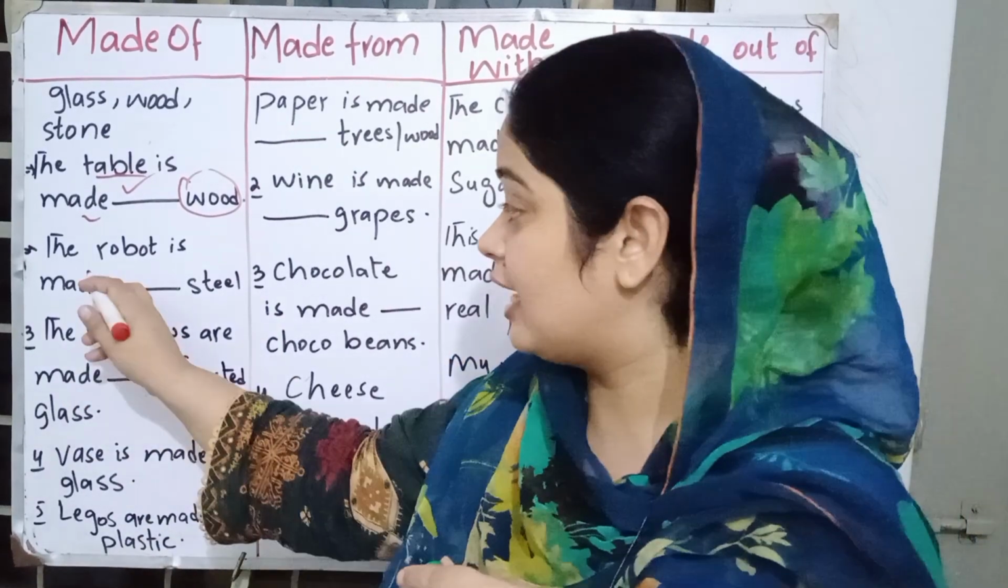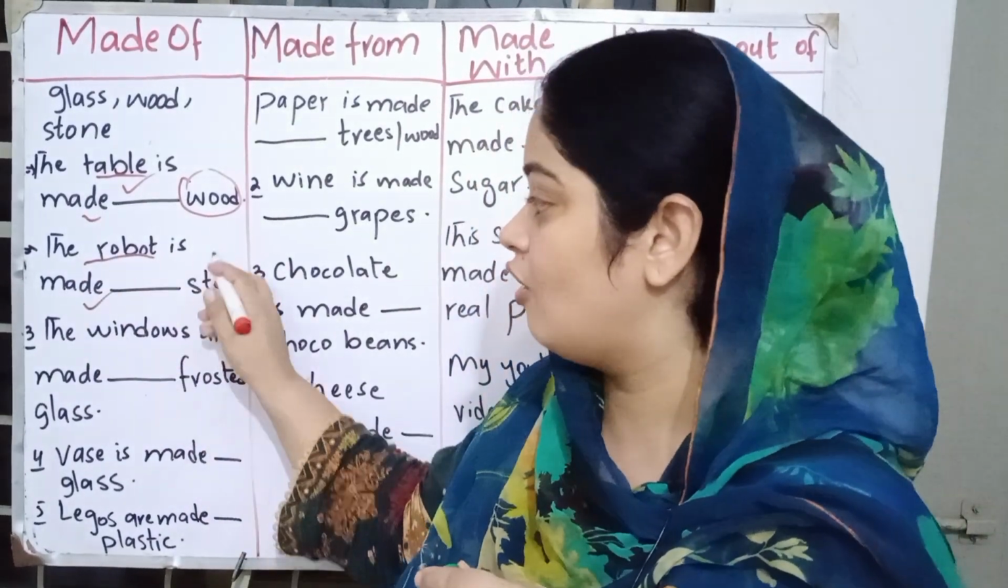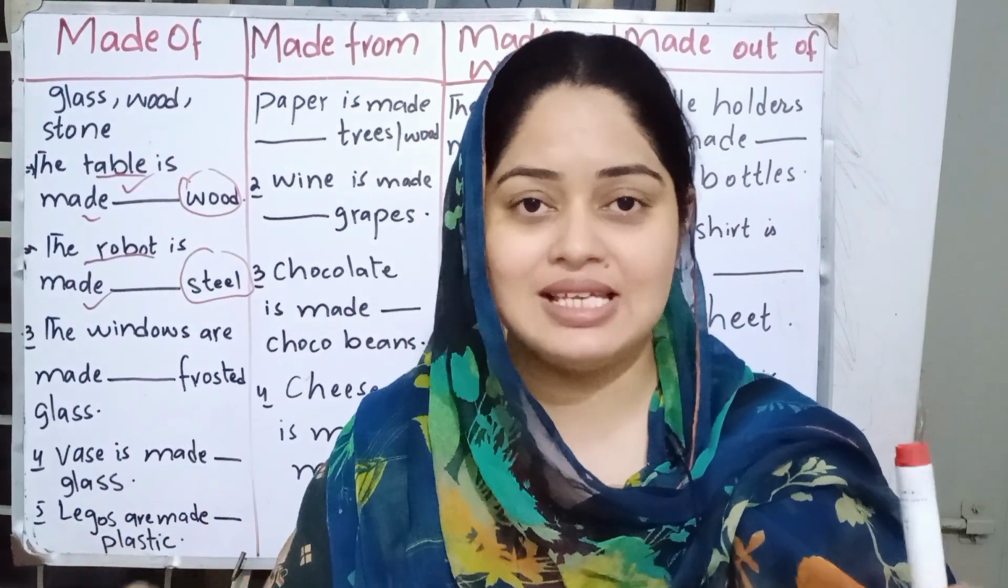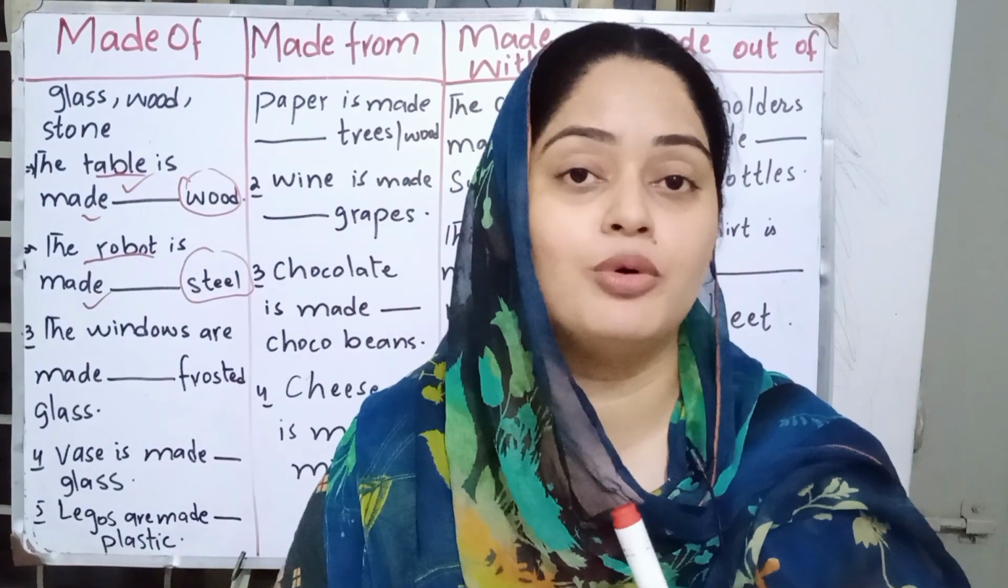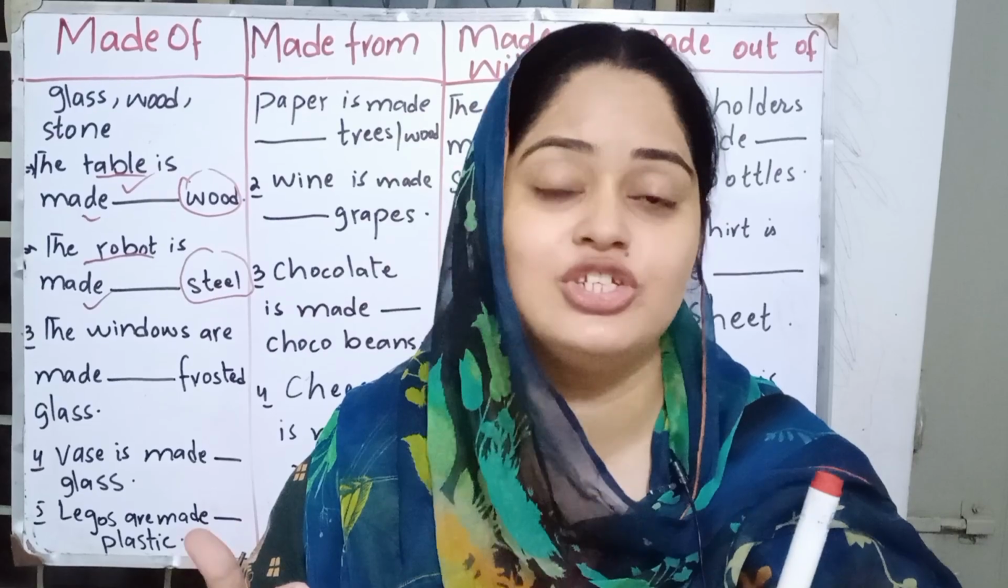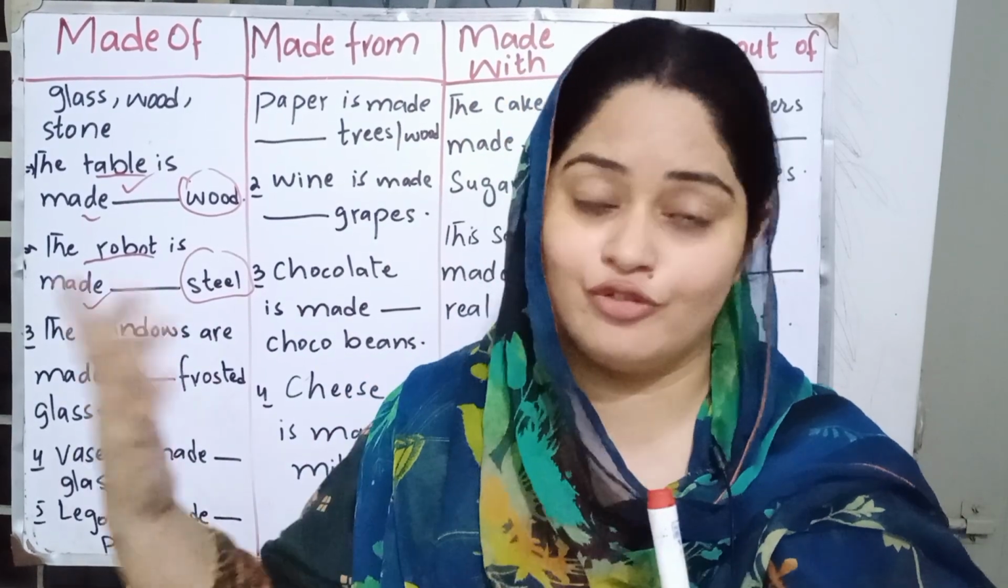For example, the robot is made of steel. We can easily visualize that the body of the robot is made of steel, and we can even get back the original material, that is steel, from the robot.